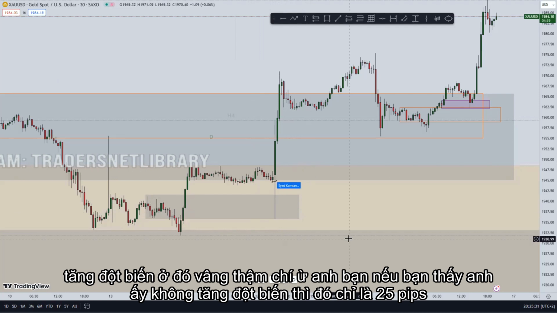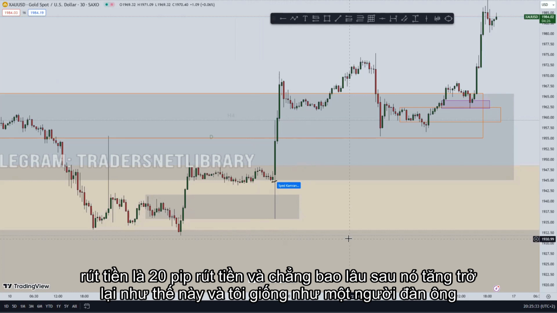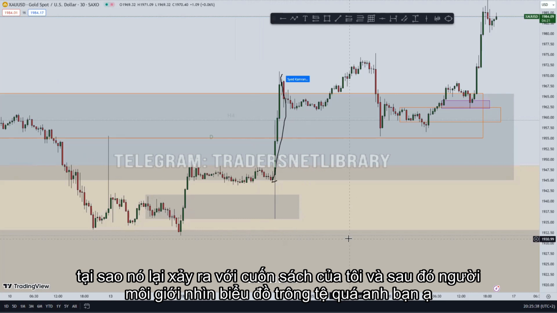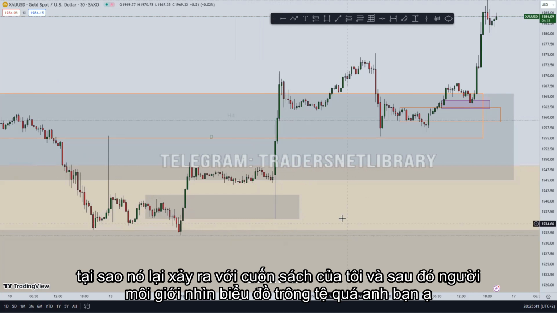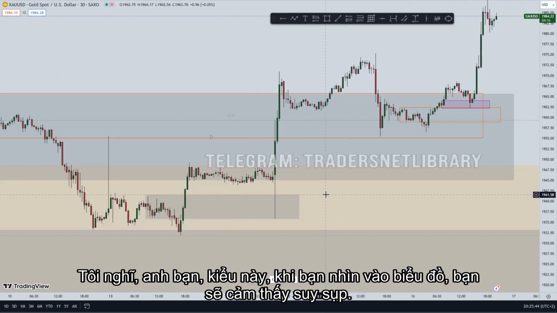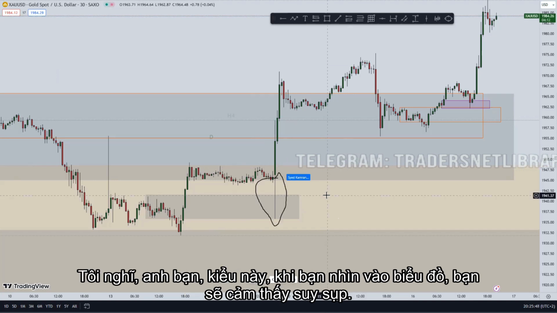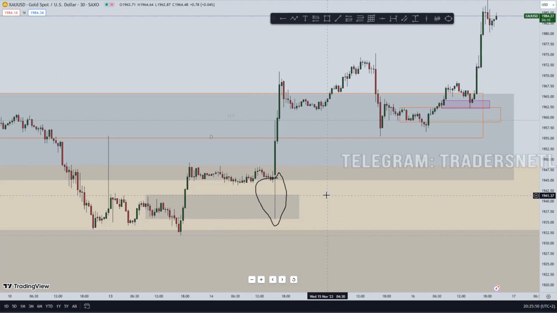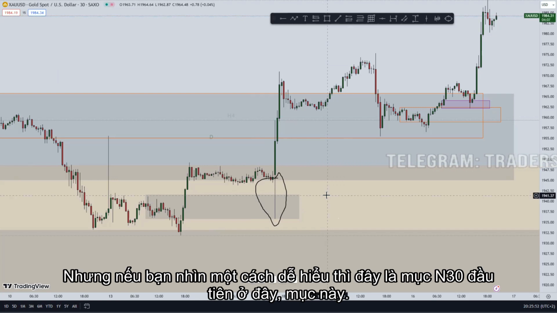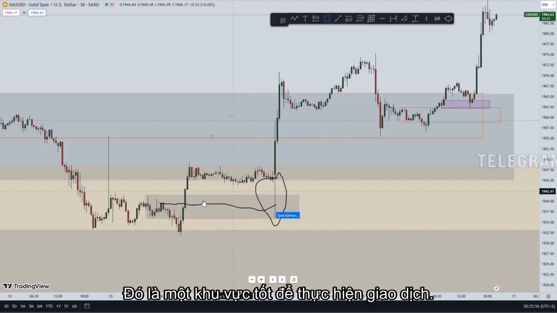It was just around 25 pips of drawdown, 20 pips of drawdown, and within no time it rallied like this. I was like, man, why did it do that with my broker? After that, the chart looked so shitty. This kind of thing, when you see it in charts, you feel devastated. But if you see it in a good way, this was an M30 first entry over here, this one, and that was a good zone to take trades from.